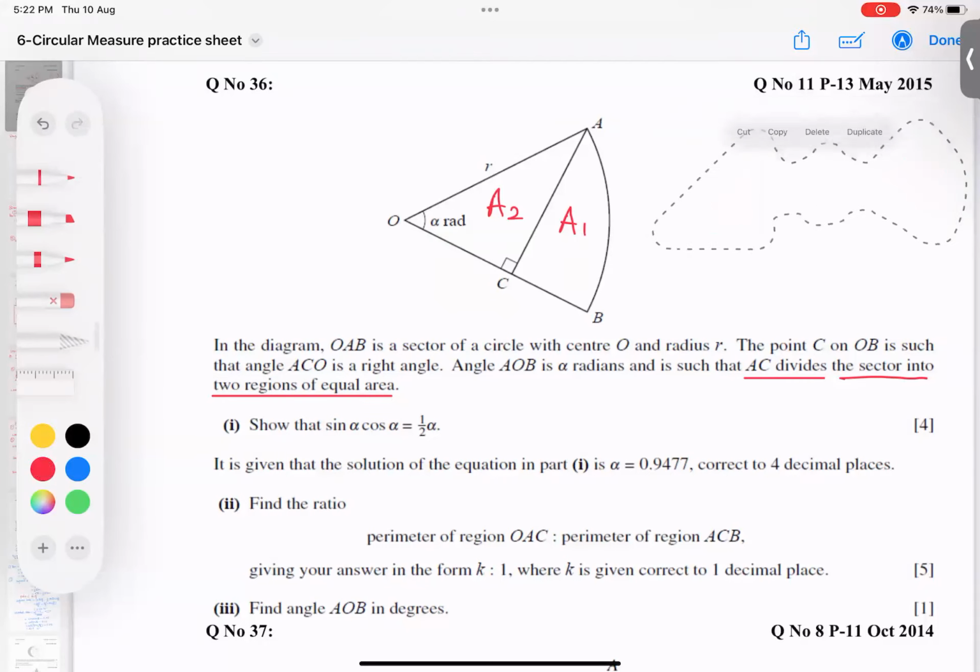Alhamdulillahi rabbil alameen, base is clear, our height is clear. Now I'm applying this formula: half into base into height equals half times the sector formula. And what is the sector formula? Half r square theta. But theta is what, student? You know it is alpha. So I should not write theta here, I should write alpha.